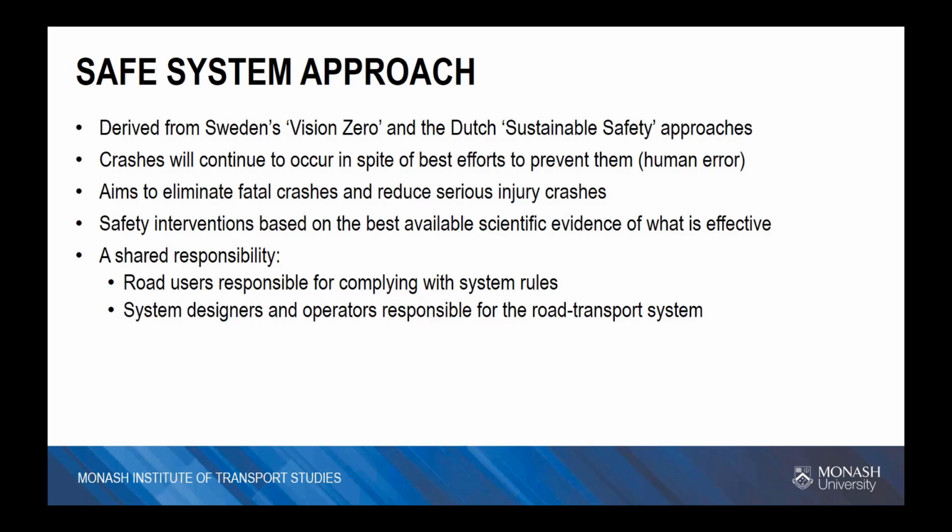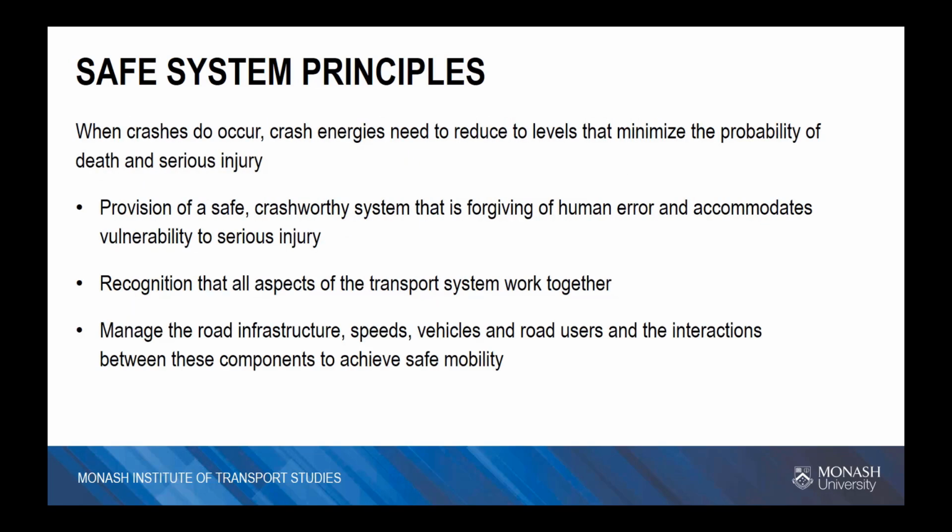And to achieve this, the safety interventions identified within the Safe System framework are based on the best available scientific evidence of what is effective. Furthermore, the Safe System recognises that there's a shared responsibility to achieving a safe road system. Road users are responsible for complying with the system rules, and us as system designers and civil engineers need to make sure that we design and operate the road traffic system responsibly.